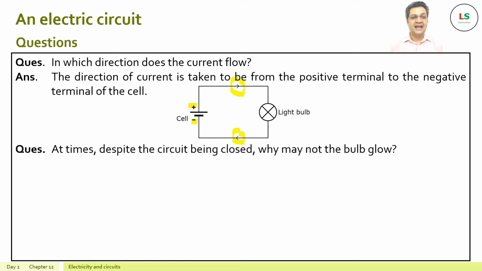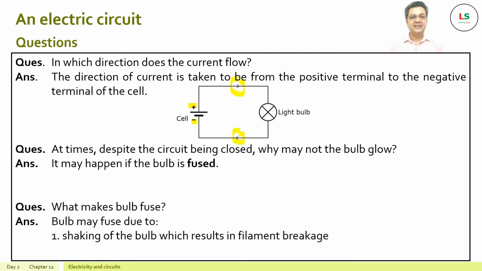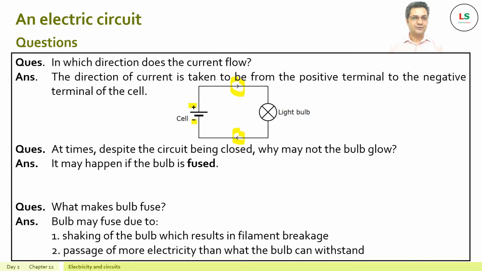Second question. At times, despite the circuit being closed, why may not the bulb glow? Again, put on your thinking caps and keep thinking. It may happen if the bulb is fused. Now the question again, what makes bulb fuse? Again, put on your thinking caps. There are two reasons for it. Bulb may fuse due to, number one, shaking of the bulb, which results in filament breakage, and secondly, passage of more electricity than what the bulb can withstand.